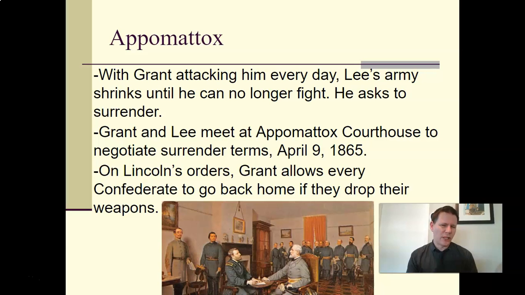They made some small talk. I think Grant actually served with Lee in the Mexican-American War, where Lee had command. Lee doesn't remember him. And then finally they get down to brass tacks and start talking about surrender.